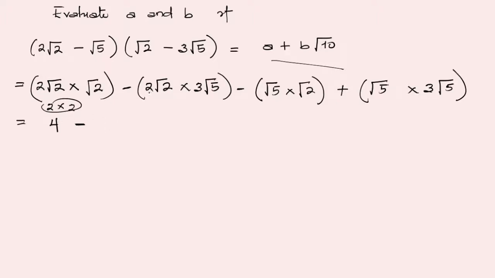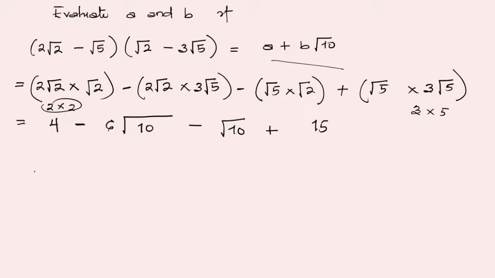Now, 2 multiplied by 3 is equal to 6. And under the radical, we have that 2 multiplied by 5, which is equal to 10. Minus root 2 multiplied by root 5 is equal to root 10. Plus 3 multiplied by 1, which is 3. And we know that root 5 multiplied by root 5 is 5. So we can also say that 3 multiplied by 5 is equal to 15 here.